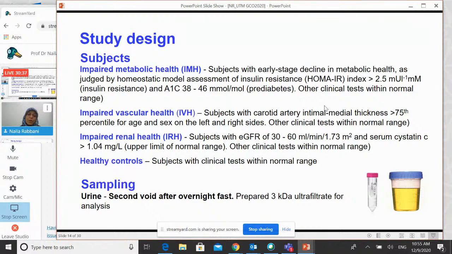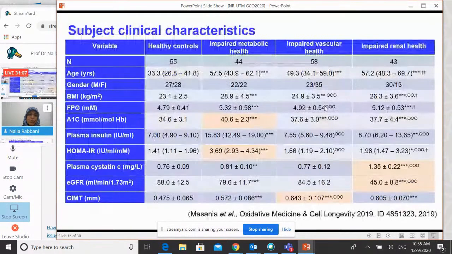So we collected urine, second void after overnight fast, because we wanted to make sure that there is no biomarker coming from food present in the urine. So that's why we collected second void after overnight fast. So we prepared 3 kilodalton ultrafiltrate for analysis using LC-MS, and we measured all the protein glycation, oxidation, and nitration biomarkers I have shown you. We measured all of them in the urine.